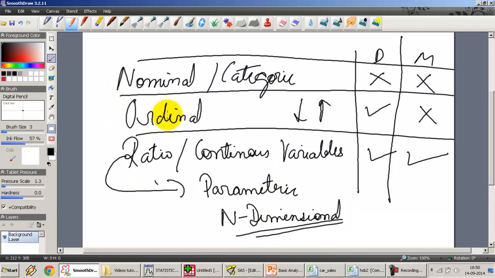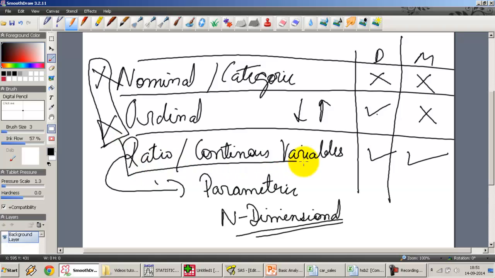Ordinal variables, they have direction but they don't have magnitude. So strictly speaking, they cannot be projected on the n-dimensional space. Nominal and categoric variables, neither direction nor magnitude. There's no way I can use this as a vector. These also cannot be projected on the n-dimensional space, right? While we'll talk about workarounds, how to get them into the n-dimensional space, that's for later. For now, only ratio and continuous variables have direction and magnitude, and I can project them on the n-dimensional space.